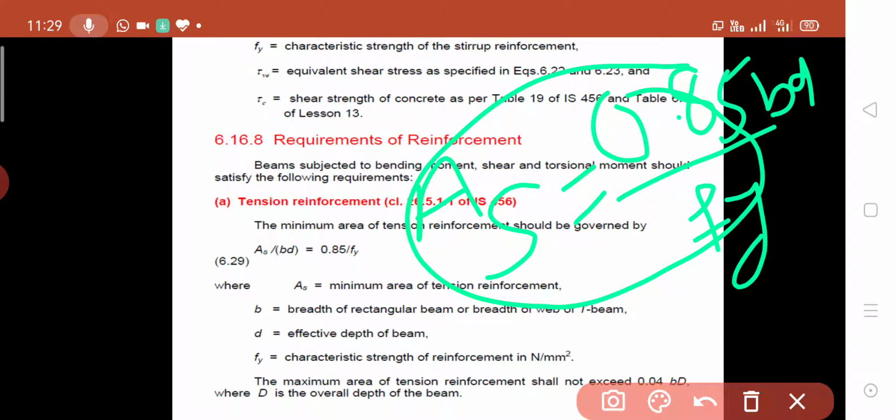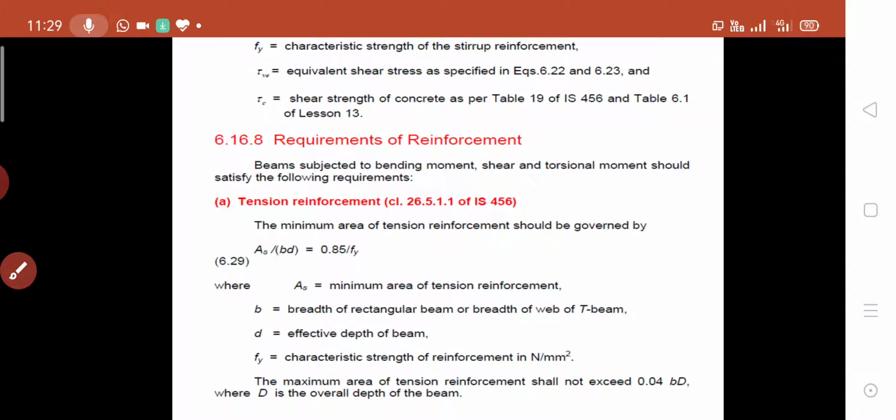In this formula, As is the minimum area of tension reinforcement, b is the width of the beam, d is the effective depth of the beam, fy is the characteristic strength of reinforcement. The maximum area of tension reinforcement shall not exceed 0.04 bD, which means that we do not provide reinforcement more than 4% of the overall area.